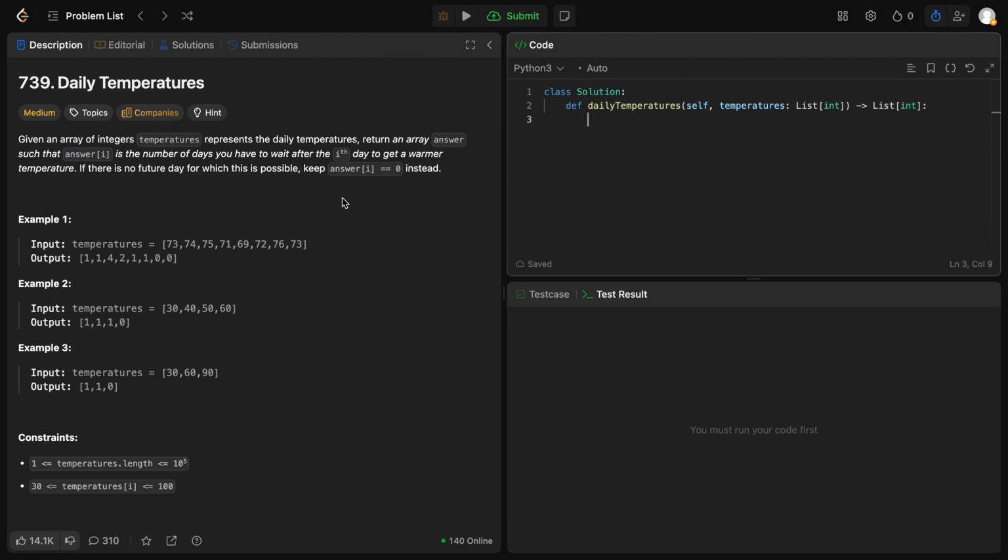Daily temperatures. Given an array of integers, temperatures represents the daily temperatures. Return an array answers. Alright, so I gotta return an array answers, so might as well just write out that output. Return an array answers such that answer i is the number of days you have to wait after the ith day to get a warmer temperature.